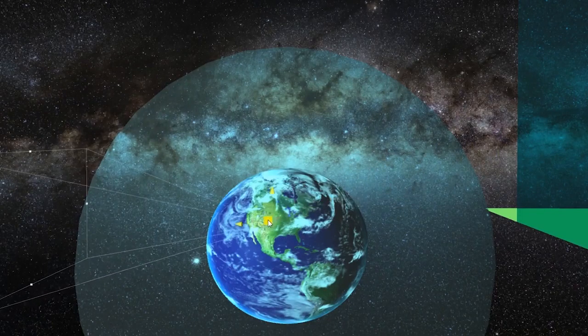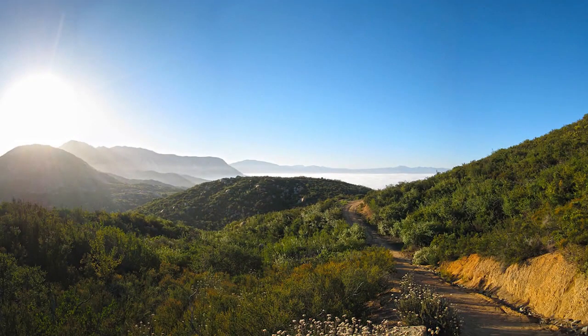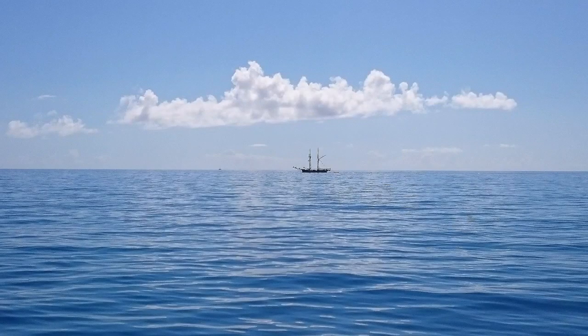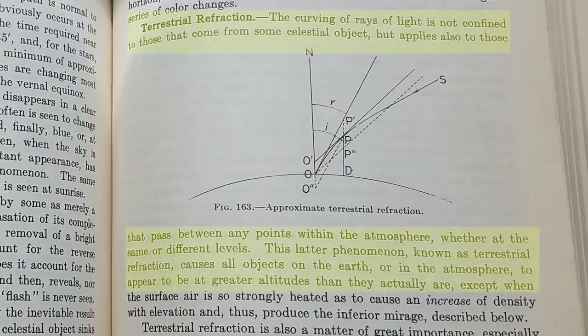Next, we'll consider a viewer on the surface of the Earth who's looking into the distance at a terrestrial object, such as mountains in the distance or the visible horizon line. Another good example of this is when you're looking at a ship at sea and it's disappearing into the distance. The curving of light rays is not confined to those that come from some celestial object, but also applies to those that pass between any two points within the atmosphere.